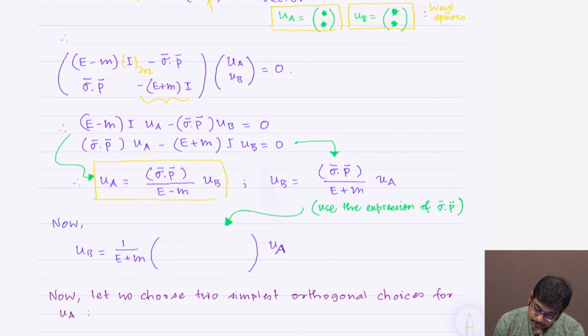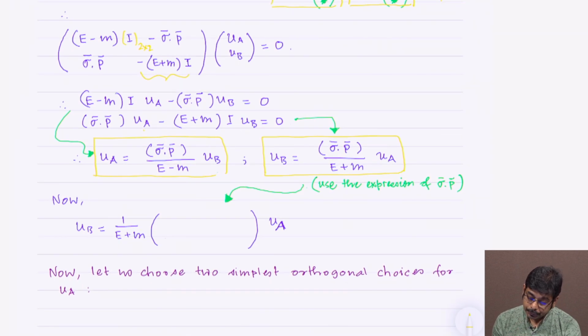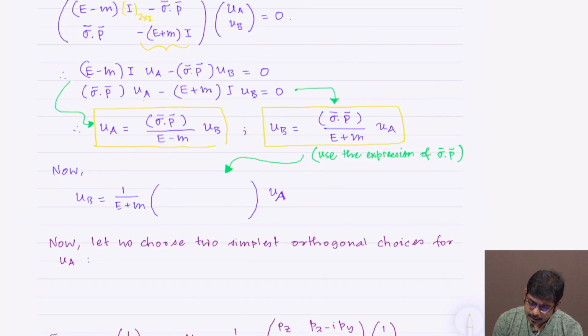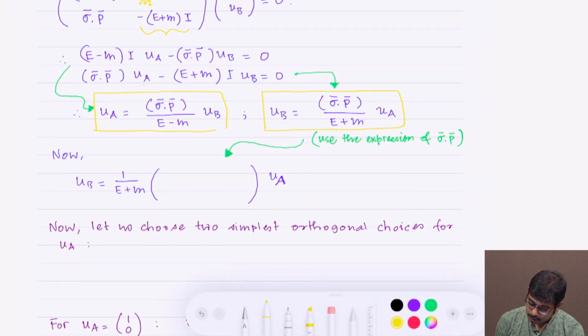On the other hand, from the second equation we get uB equal to sigma dot p by (E plus m) into uA. Okay. So this basically means that if I have some way of knowing my uA, I can find uB, or if I know some values of uB, I can find uA, which will solve the Dirac equation. So, let us take this second equation once more, where uB is sigma dot p by (E plus m) into uA. Let us see how we can rewrite this quantity.